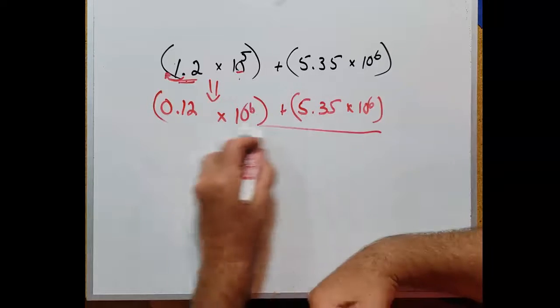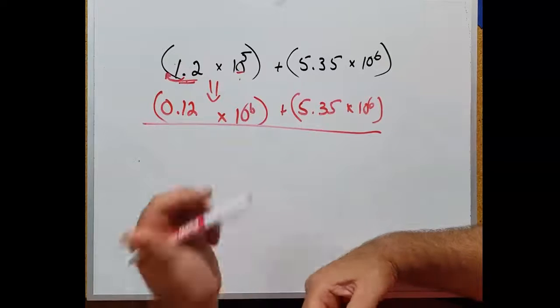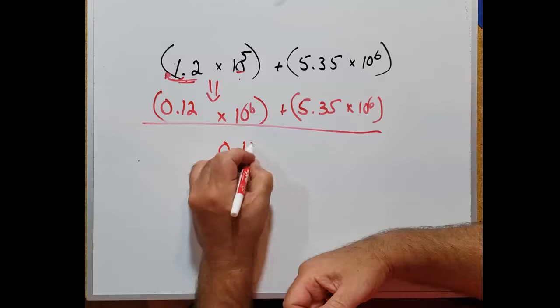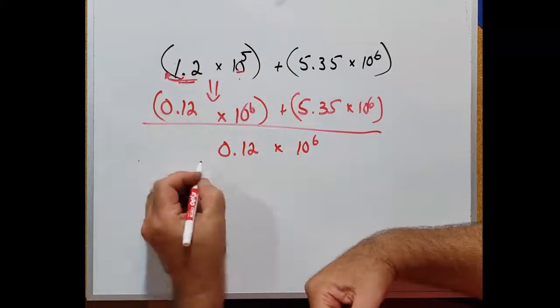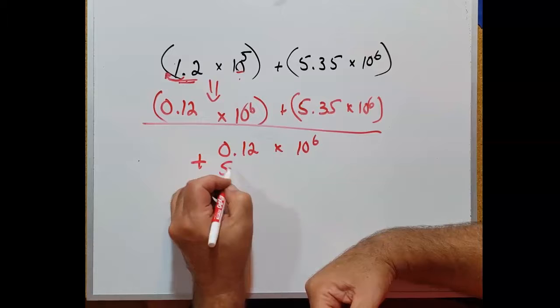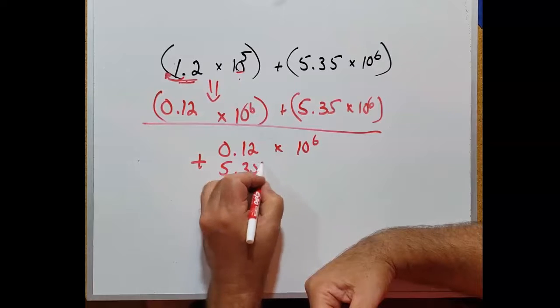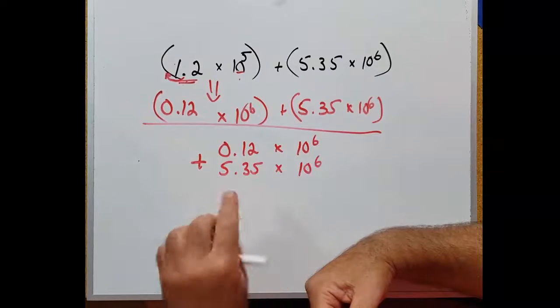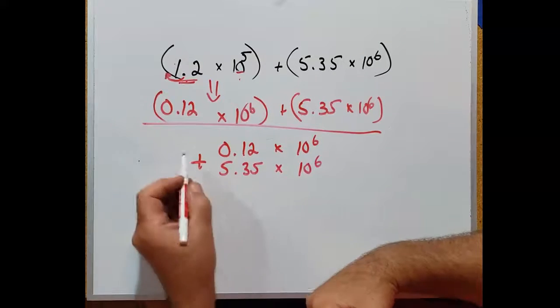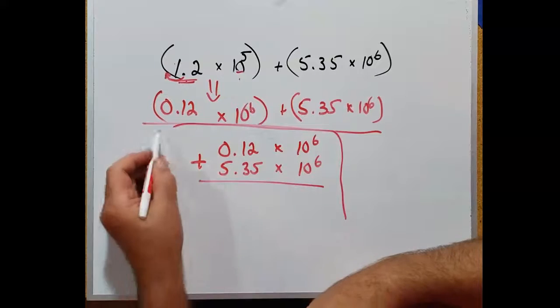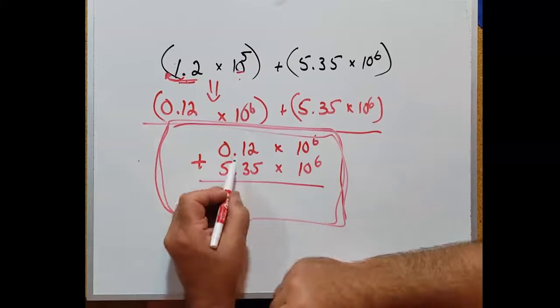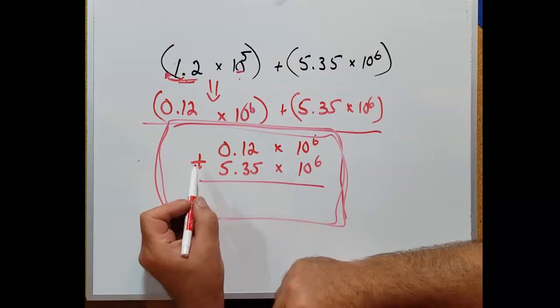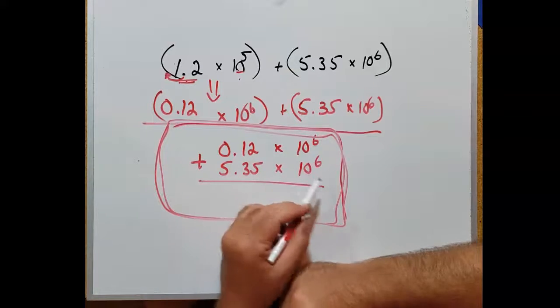I think the easiest way to do this is to set this up just like you would any addition problem, writing it in column form. And when we add numbers in columns, we always line up the decimal points with each other. So here's the question that we have right here. What is the sum of 0.12 times 10 to the 6th added to 5.35 times 10 to the 6th?